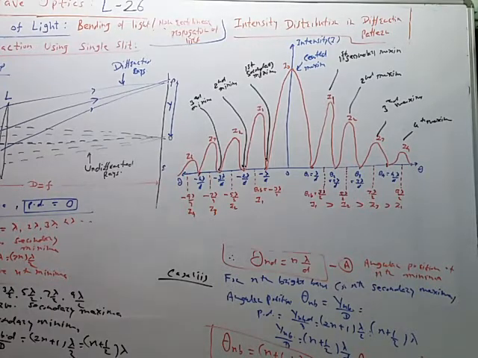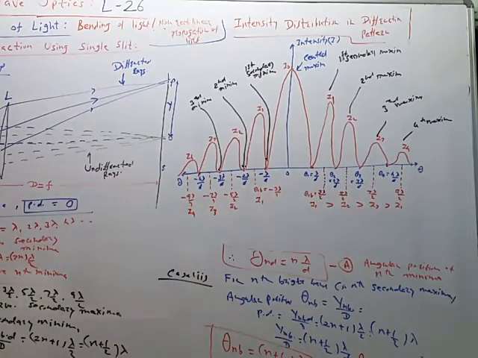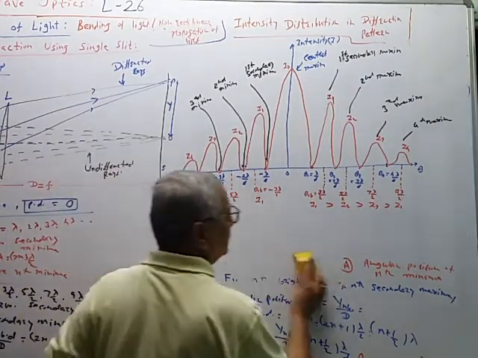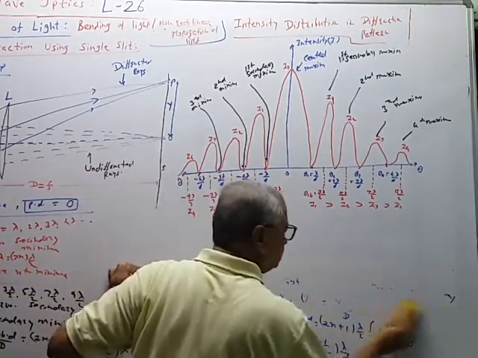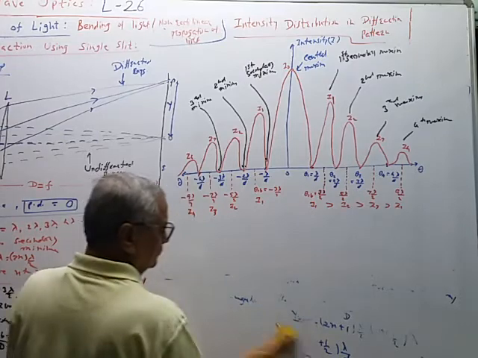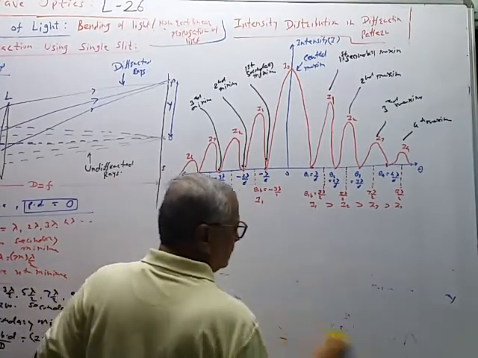So intensity is distributed non-uniformly. What is the conclusion? I0 is greater than I1 greater than I2, like this. So intensity distribution is non-uniform. So using equations A and B and the distribution of intensity, we have got this result. So what is the conclusion about the diffraction pattern?